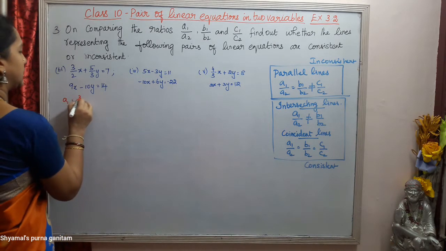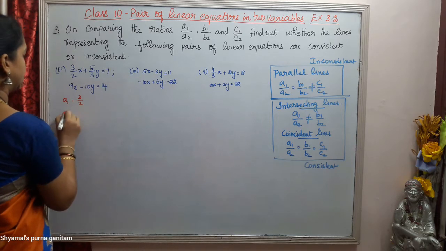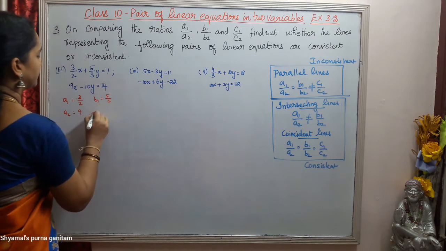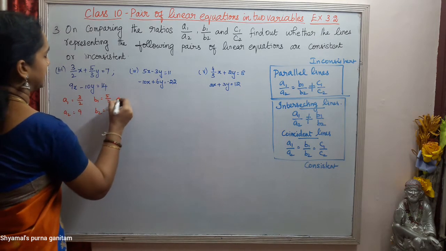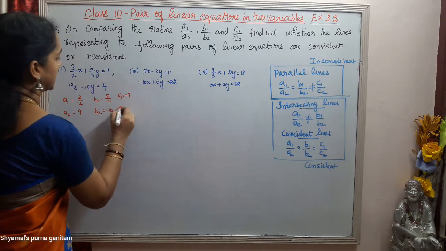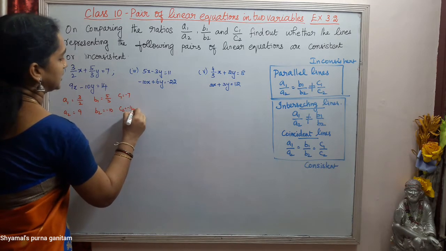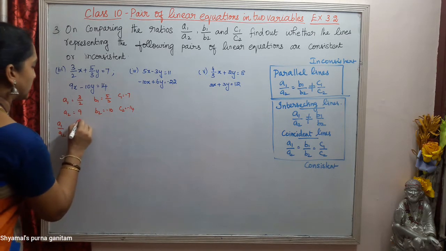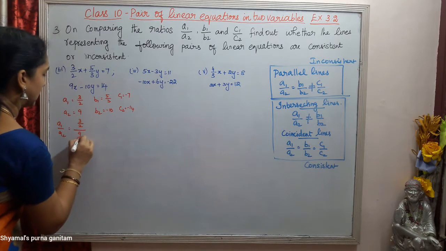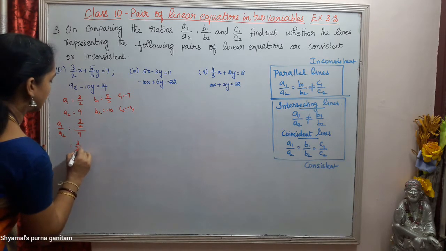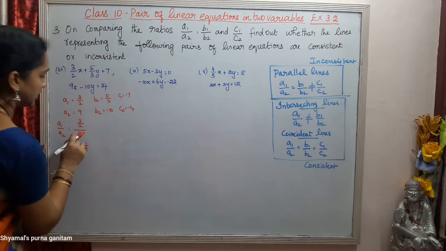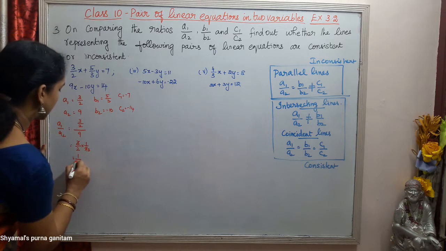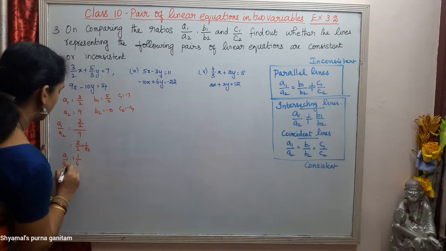Okay. Now the third one is the same. A1 is equal to 3 by 2. A2 is equal to 9. B1 is equal to 5 by 3. B2 is equal to minus 10. C1 is equal to minus 7. C2 is equal to minus 14. Now first we will find A1 by A2. A1 is 3 by 2 divided by 9. So here we will get 3 by 2 into 1 by 9. When we simplify this, we will get 1 by 6. So this is our A1 by A2.